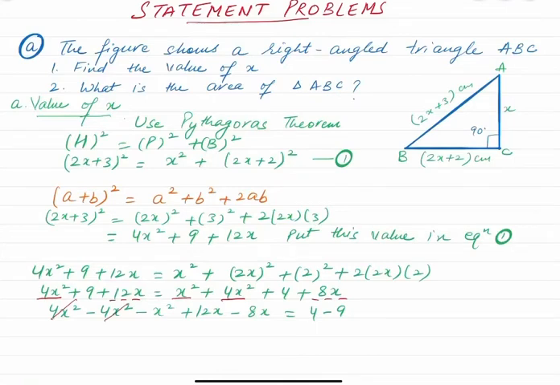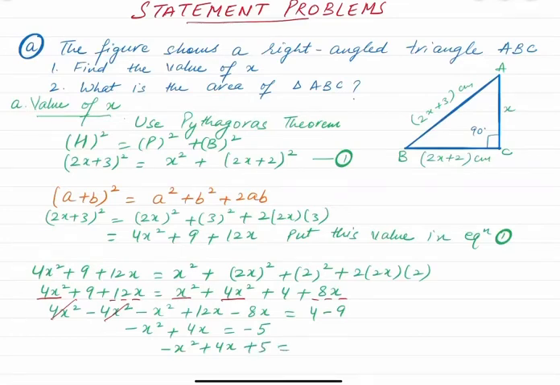Now you can cancel 4x square and 4x square. We are left with minus x square, and plus 12x minus 8x gives you plus 4x, is equal to 4 take away 9, which gives you negative 5. Okay, plus minus minus. So this can be written as minus x square plus 4x plus 5 is equal to 0.